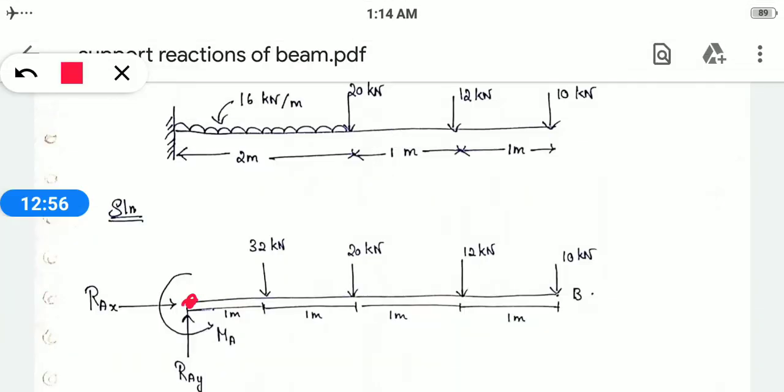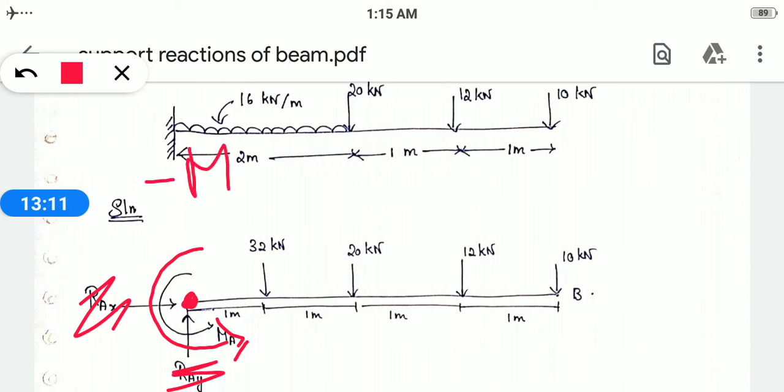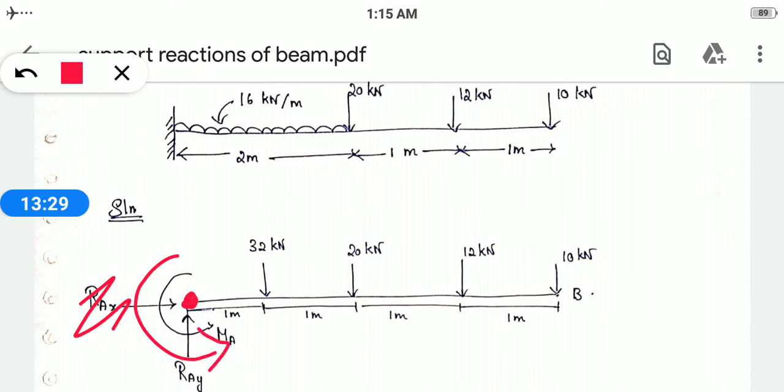See, when you are taking moments here, you should not consider your RAX and RAY because there is no distance parameter. But you should consider this moment whether it is acting in positive or negative. This is acting in an anti-clockwise direction, so I am mentioning it as minus MA. And this 32 will be acting in a clockwise direction. Others are all in a negative direction, but this 32 and the other loadings will be in a positive direction. I hope you understood this moment first. Anti-clockwise, so it is minus MA.